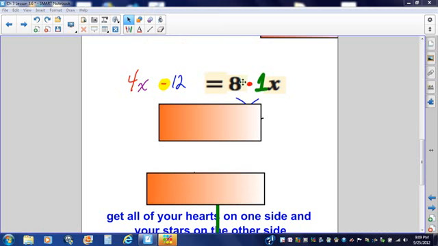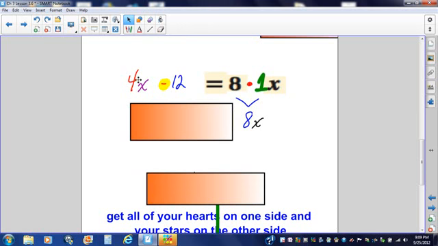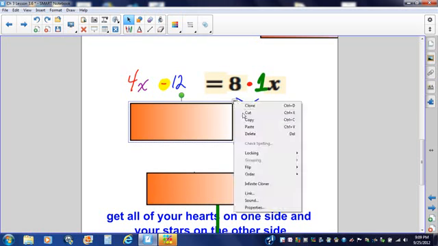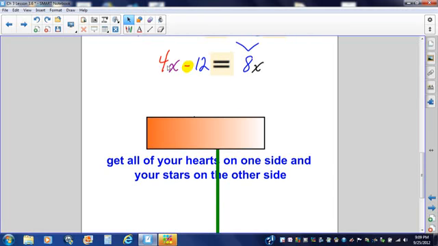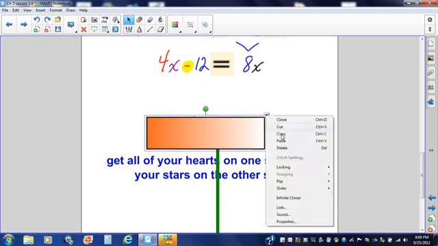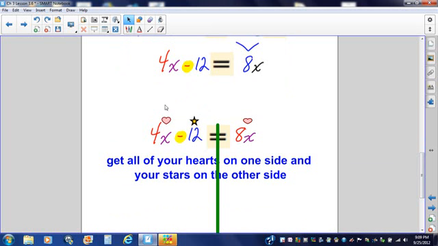Now, on the right side of my equation, I'll just do 8 times 1x. 8 times 1x is going to give me 8x, and I will copy the rest of my equation. So there's my 4x, there's my minus 12. Now I have 4x minus 12 equals 8x. So I'll bring down my 4x, there's my minus 12, there's my equal sign, there's my 8x.